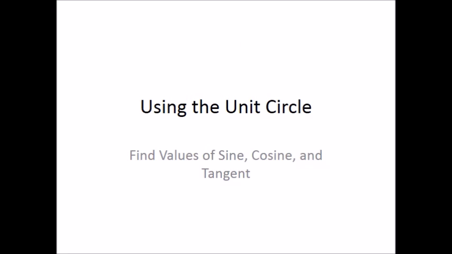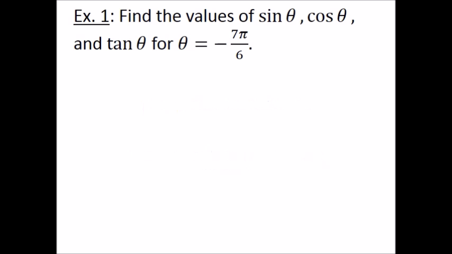Welcome to my lesson on using the first quadrant of the unit circle to find the values of sine, cosine, and tangent for a given angle. In my first example, I'll find the values of sine, cosine, and tangent for the angle -7 pi over 6. Start by graphing the angle in standard position.